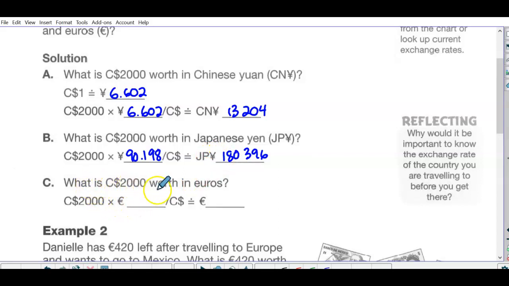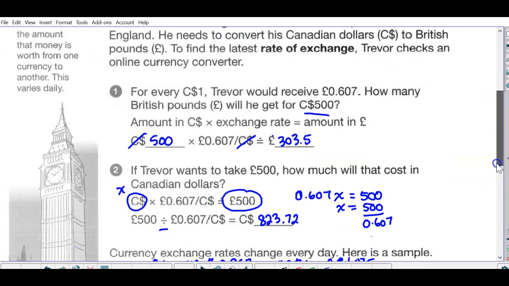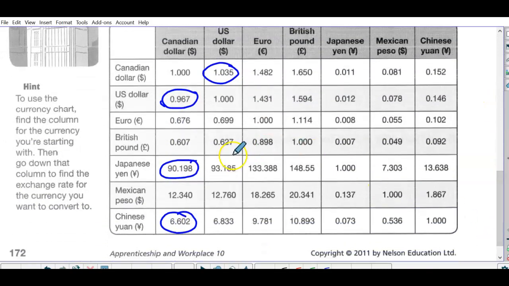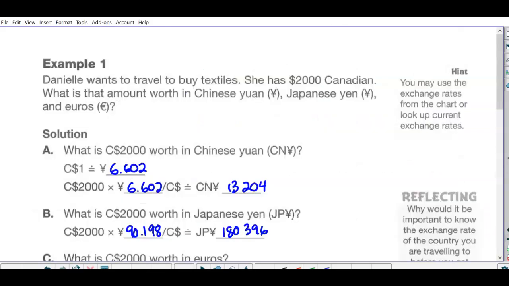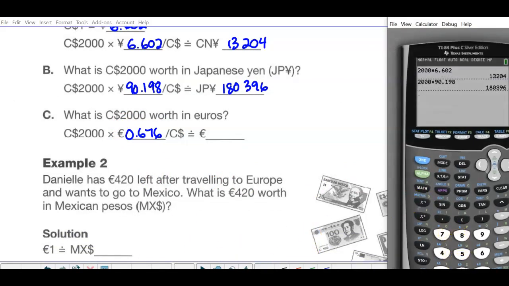What is 2,000 worth in euros? So again, look in your chart. Euros is here, 0.676. And we want to multiply those together. 2,000 times 0.676 and 1,352 euros. Okay, so pretty straightforward on that one.